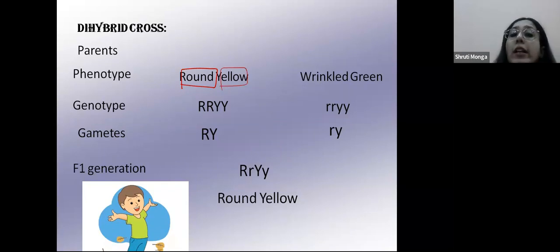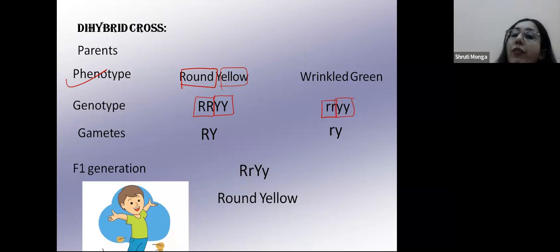So he took two types of seed. One seed was round in shape and yellow in color, whereas the other seed was wrinkled in shape and green in color, right? So now we are talking, this is basically the phenotype, which is the observable character. Then genotype: for round, it is denoted as capital R, capital R. For yellow, capital Y, capital Y. For wrinkled, small r, small r. For green, small y, small y.